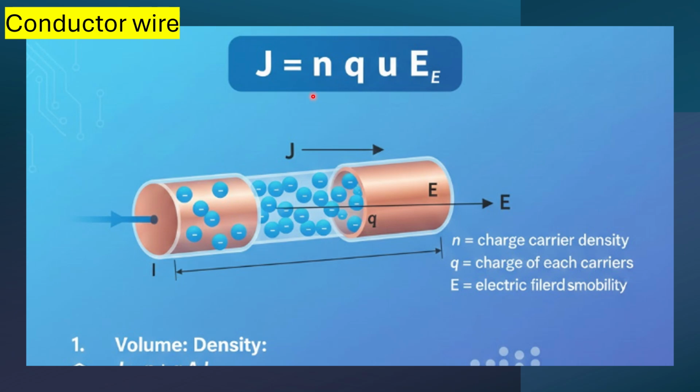So in a conductor wire you can use this equation. J is your current density, that is equal to I by A. That is, how much current is passing per unit area, right? So that is the J only.